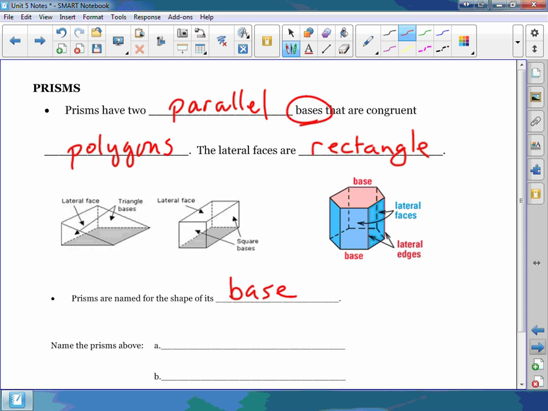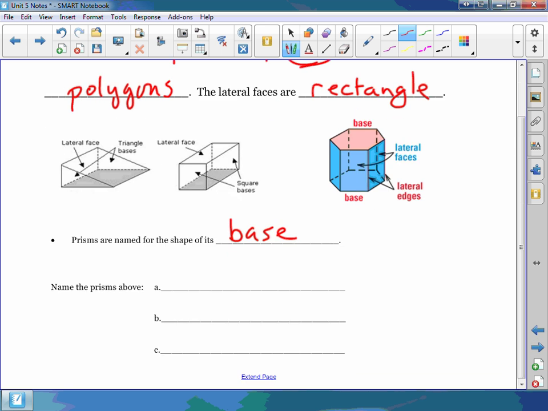Now, if I gave you something like this box, which let's just assume that these are not squares. I don't know that they are or not. But let's assume these are all rectangles. Then it doesn't matter, right? Any side could be considered the base because every face is a rectangle. But on something like this, it definitely matters, okay? So we always name it by its base.